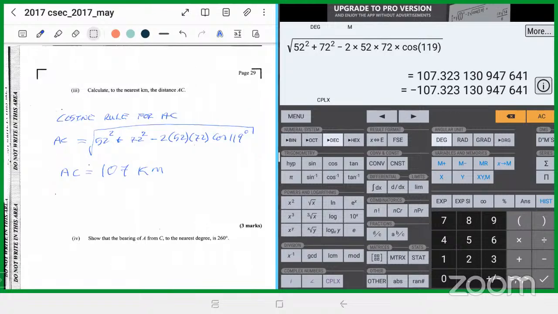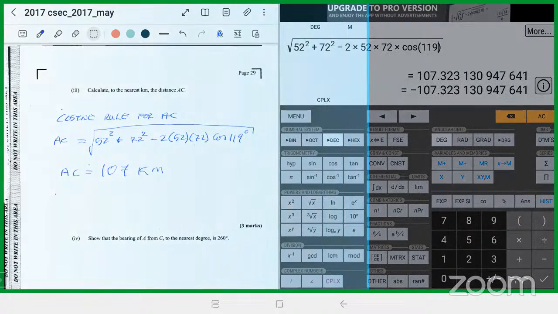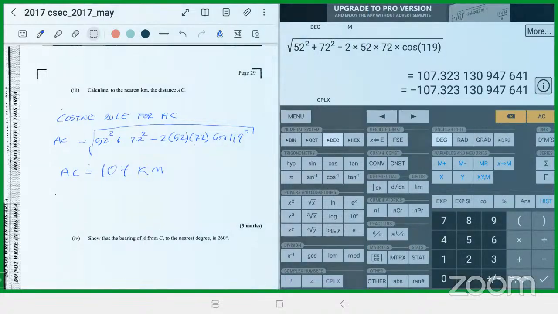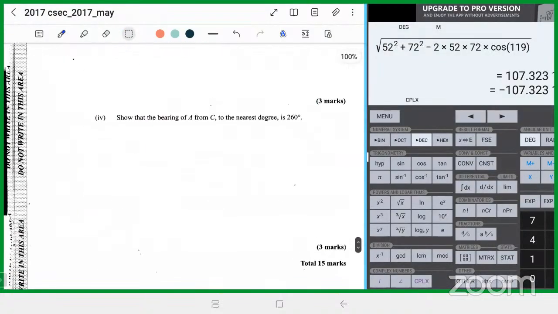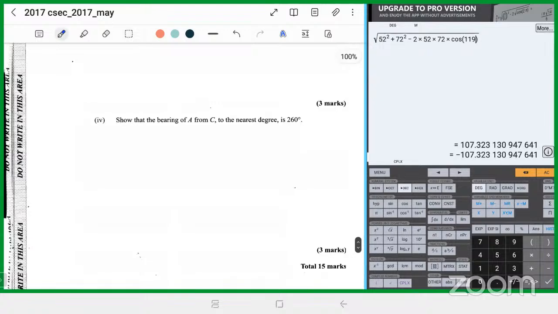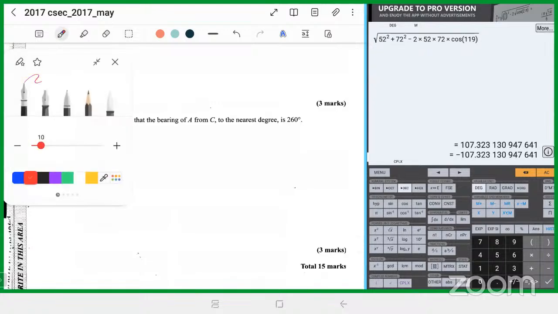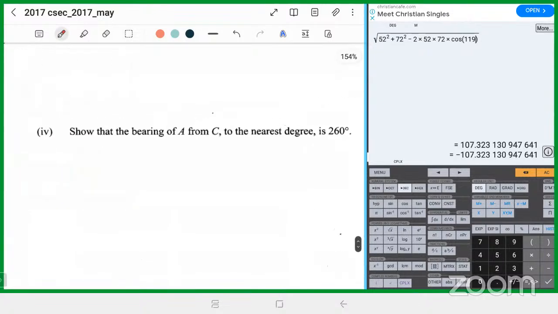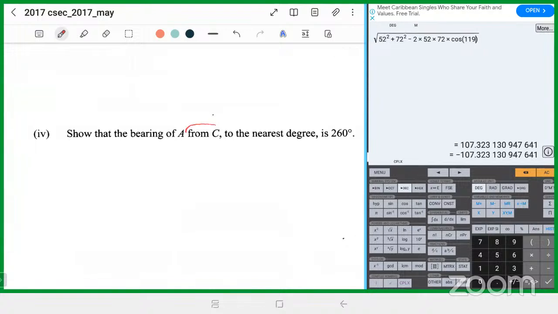That's it. Next part now says, show that the bearing of A from C is 260 degrees. Watch this now, you have to be very careful with this bearing thing. Remember, bearing is measured at the from position, so you must always identify the from position. And you're doing the bearing from C to A.